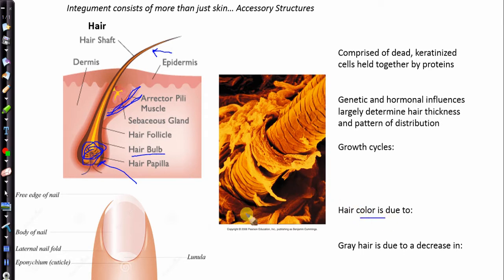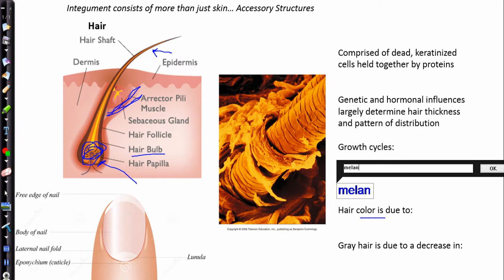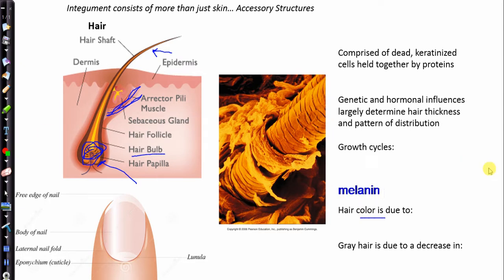Hair color is due to, this goes back to our old friend who? Melanin is responsible for hair color. Gray hair is actually due to a decrease in tyrosine levels, the precursor to making melanin. So if someone's hair goes grayer, it's because they're producing less of that precursor protein.